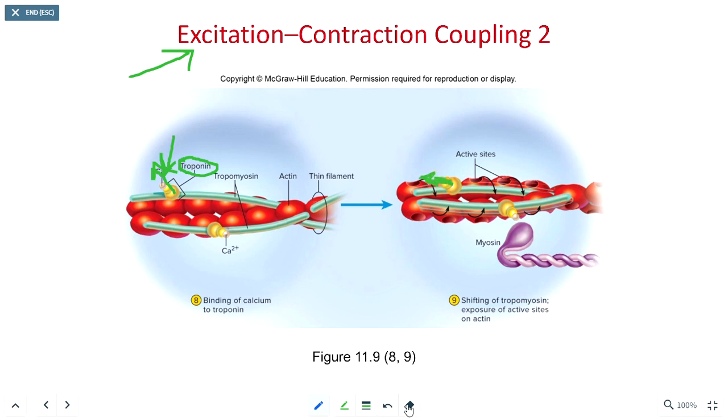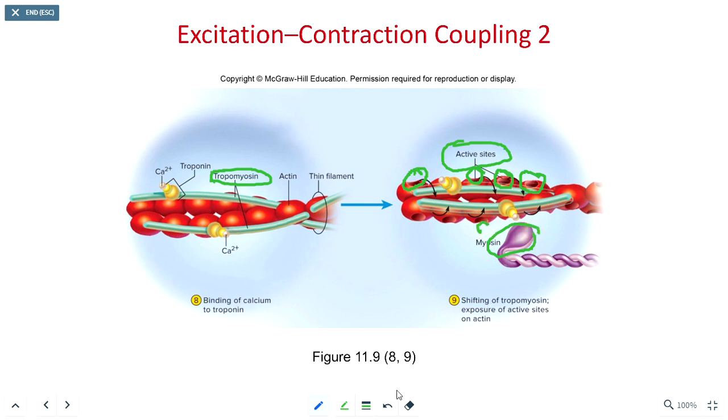As troponin changes shape, it's going to pull another protein, tropomyosin, which is a filamentous protein. It's going to pull that filamentous protein with it. And as it pulls tropomyosin with it, tropomyosin is moved out of the way and exposes these active sites on the actin subunits of the thin filament. By exposing those active sites on the actin, the myosin head can all of a sudden have a chemical reaction. It can interact with the active site.